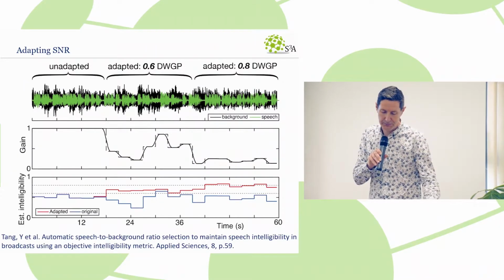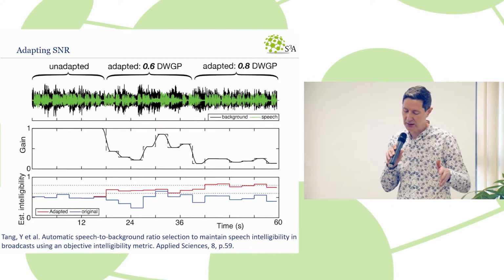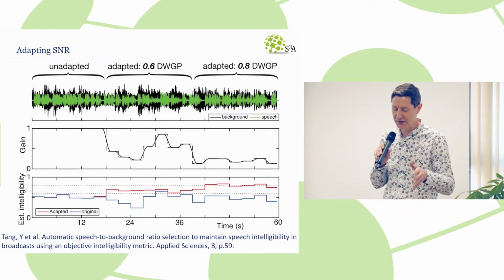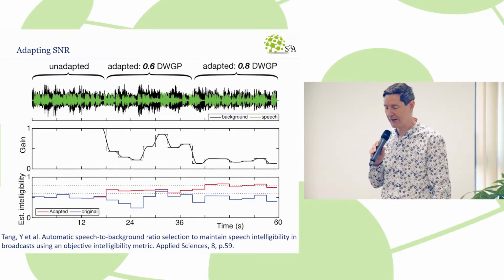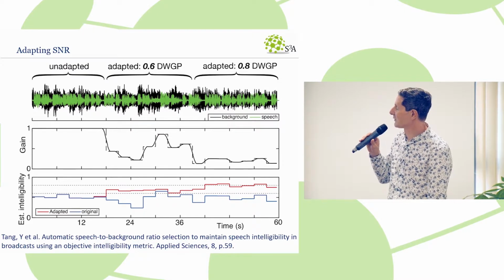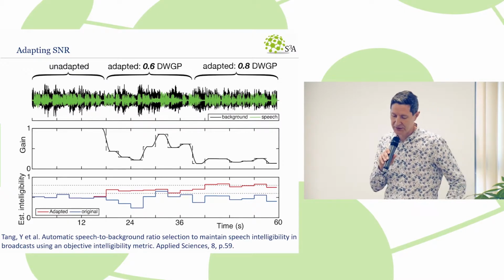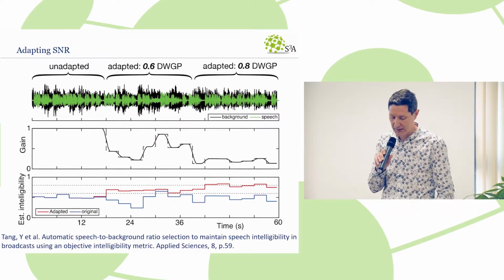So here's a picture of it actually in use. We've got background and speech signals, which in the left-hand one of the three columns isn't being adapted, and the middle and right-hand ones are being adapted. And this weird acronym DWGP is one of our intelligibility measures. So we're asking for a bit more intelligibility in the middle and a lot more intelligibility at the end.